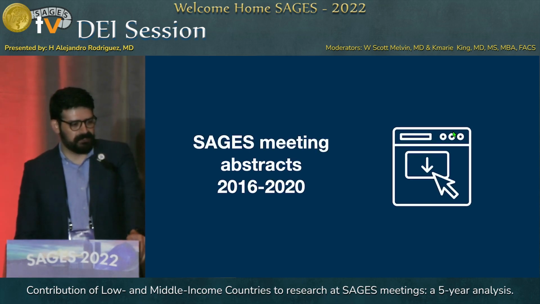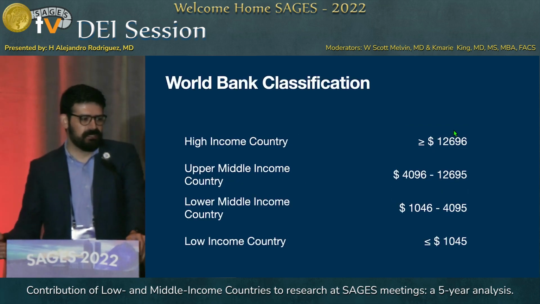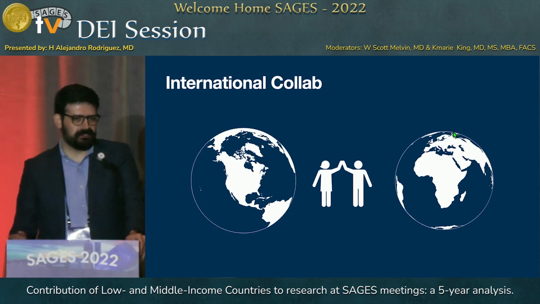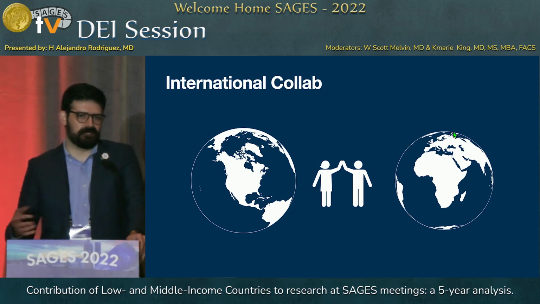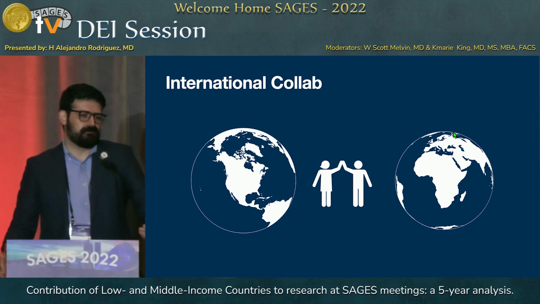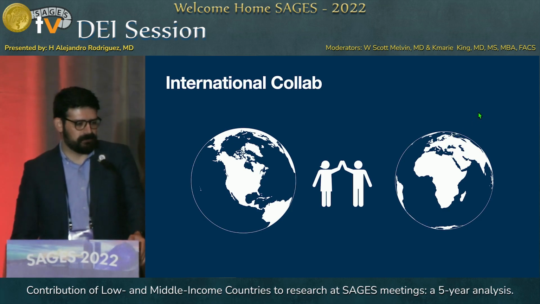We looked up and downloaded SAGES meeting abstracts from 2016 to 2020. Essentially took 5 years as an arbitrary number. We used the World Bank classification. Again, this is high income, upper middle, lower middle, or low income. Anything below high income counts as an LMIC. We also looked at international collaboration. Some abstracts feature authors from multiple countries. And so we kind of hypothesized that a way for researchers from LMICs to be up here is to partner with high-income countries, and that's maybe a way to increase their research output.